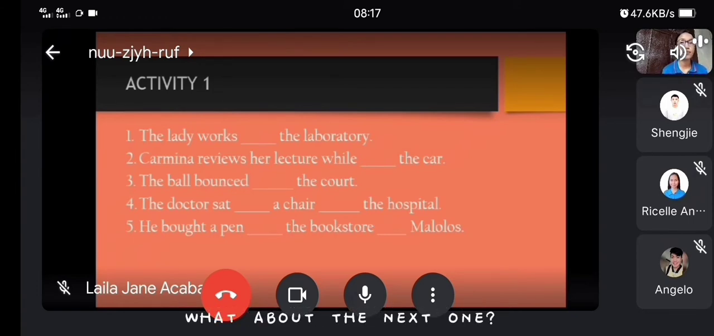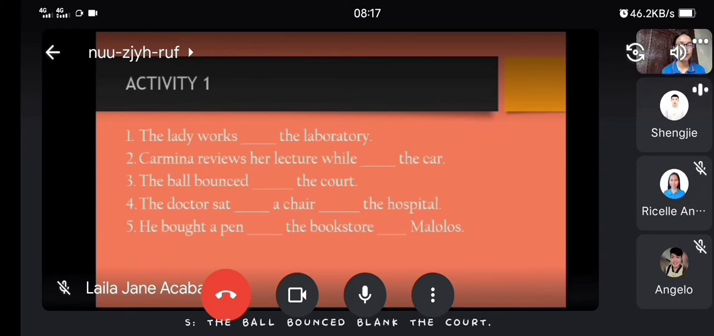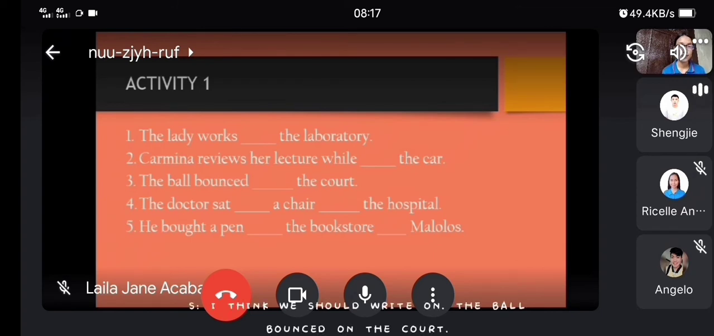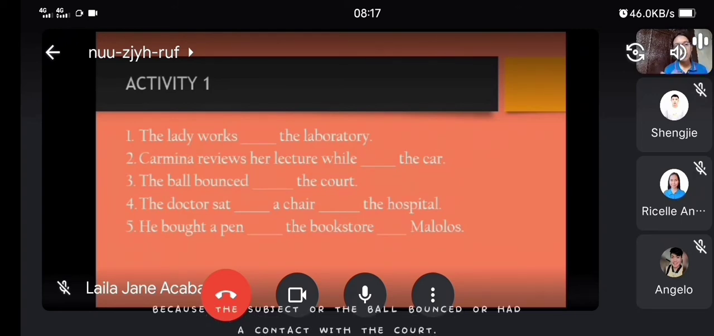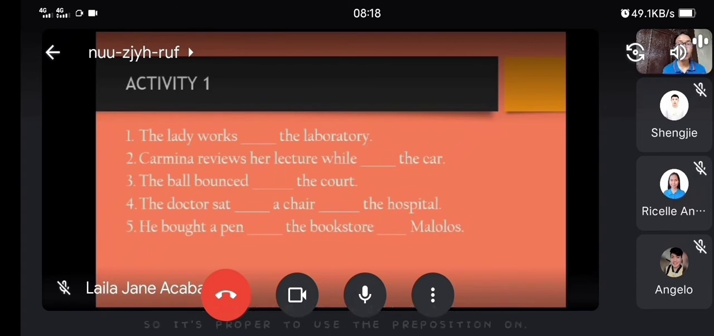What about the next one? Ma'am, Joseph. Okay, Joseph. The ball bounced blank the court. I think here should write on. The ball bounced on the court. Okay, very good. Because the subject, the ball, bounced or had contact with the court. So it's proper that we use the preposition on. What about the next one?